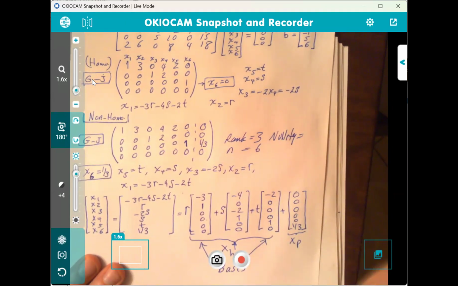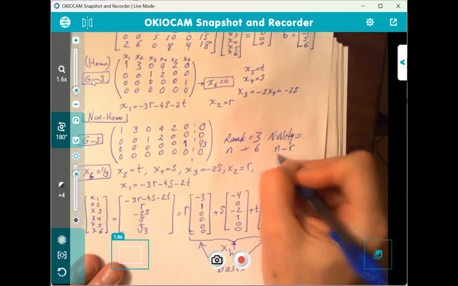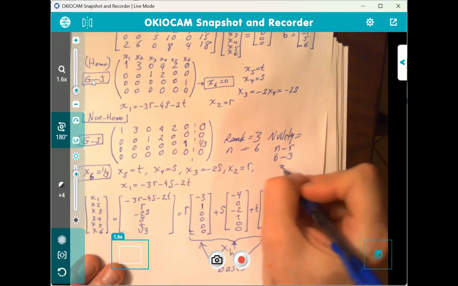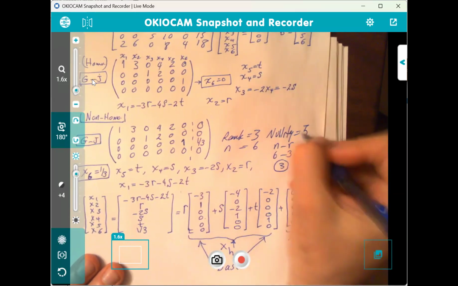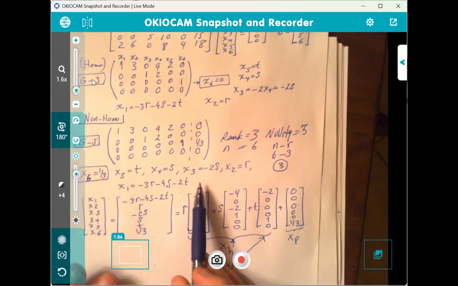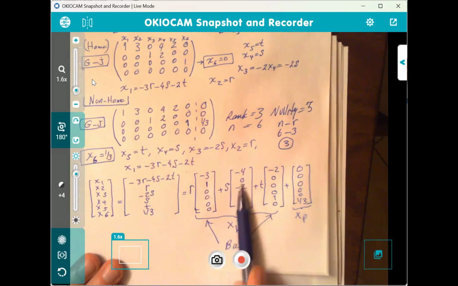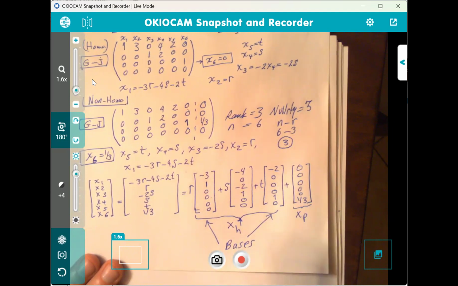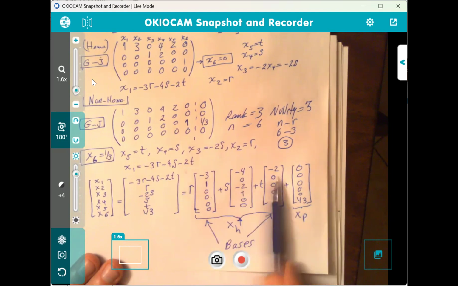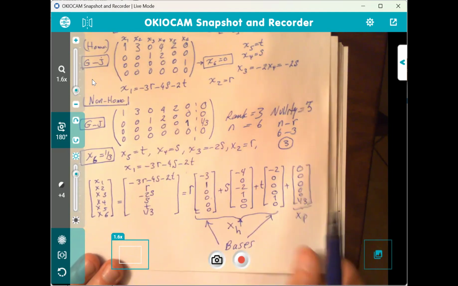Remember, the nullity is going to be n minus r. It's going to be 6 minus 3, or 3. The nullity is 3. What does that mean? It means exactly this: you have 3 solutions to the homogeneous system. So that's what nullity is, the number of solutions in the solution space for the homogeneous system.